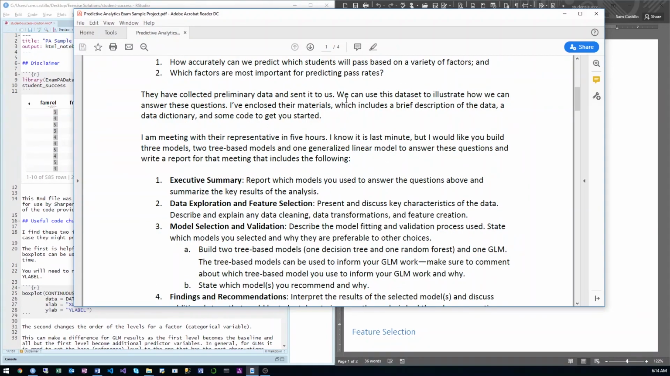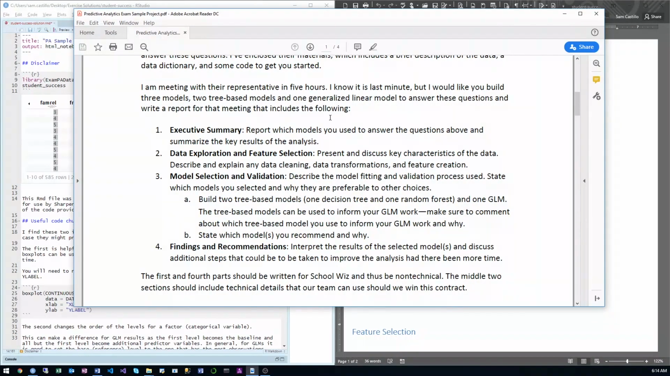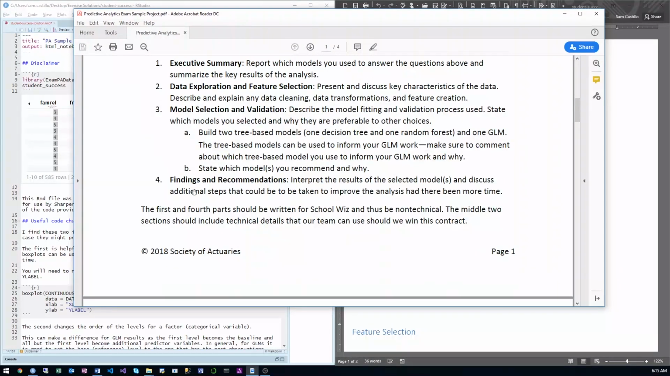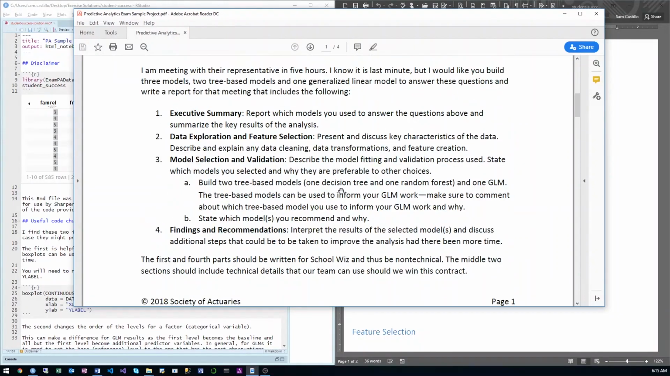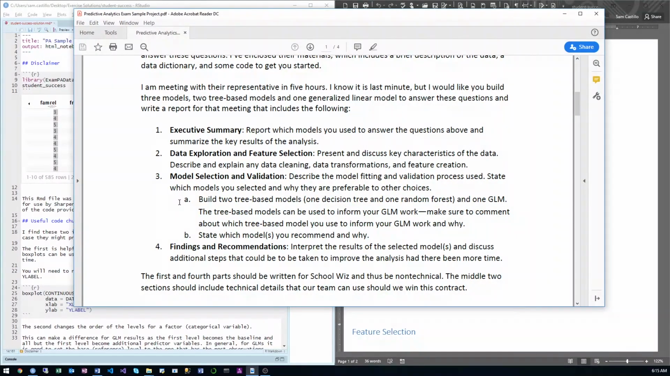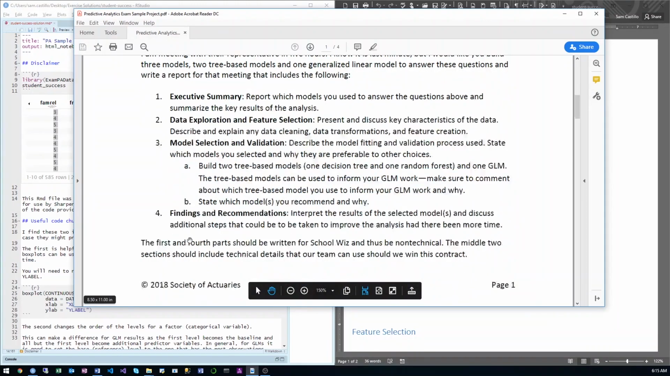They have already done some preliminary analysis and given us some setup code. The format of this exam is an executive summary, and then data exploration and feature selection, then selecting some models. One will be a decision tree, a random forest, and a GLM, and then there'll be a section on findings and recommendations. The middle two sections can be technical. The beginning and the last section are non-technical.